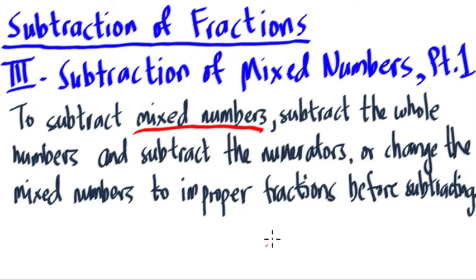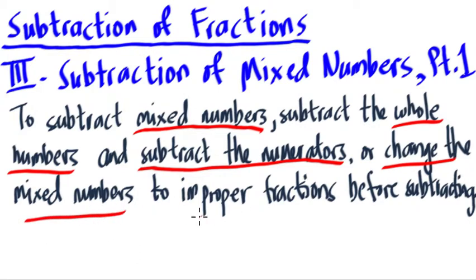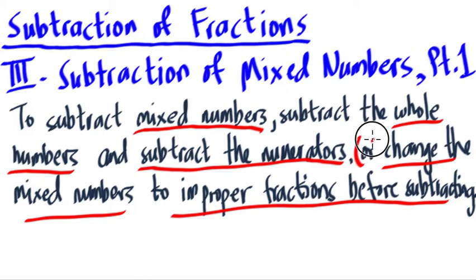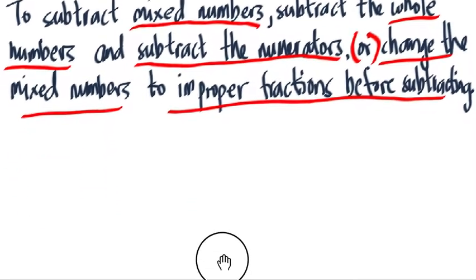So to subtract mixed numbers, we will subtract the whole numbers all by themselves, and we will subtract the numerators, or we can change the mixed numbers to improper fractions before subtracting. So this is only an or. These are only applied for certain situations. But let's content ourselves with the subtraction of mixed numbers wherein we have similar fractions. As an example, let's have this example, number 1, shall we?